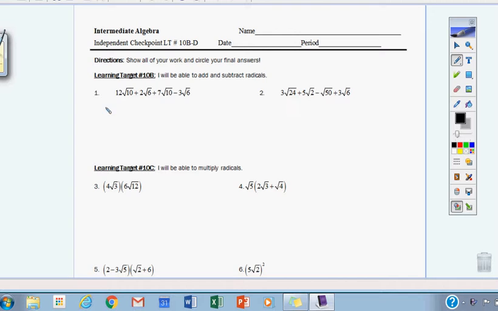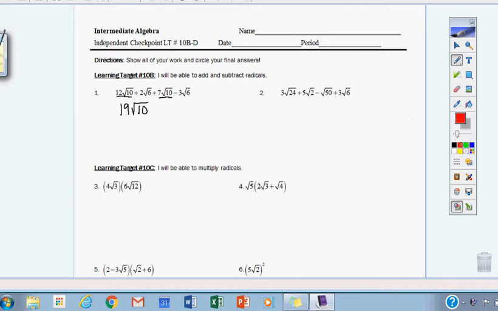All right, so here's the first one. First of all, learning target 10b: I will be able to add and subtract radicals. You can only put together like radicals. So I see 12 root 10 and I see 7 root 10. Since those are the exact same radicals, same number under the radical sign, we literally just add the 12 and the 7 together. So 12 plus 7 is 19, and we still have root 10. That's it. It's just like combining like terms.